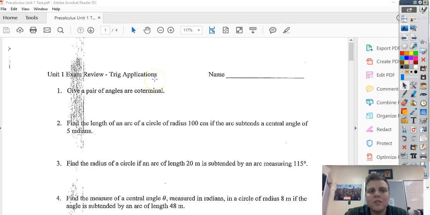Hey guys, I just wanted to go over your Unit 1 exam review trig applications. So, problem number 1 says, give a pair of angles that are coterminal.